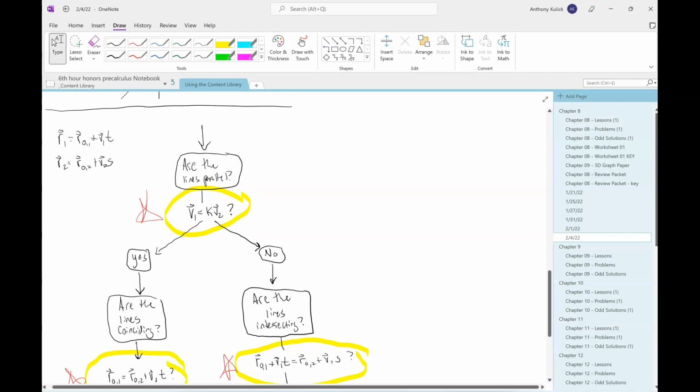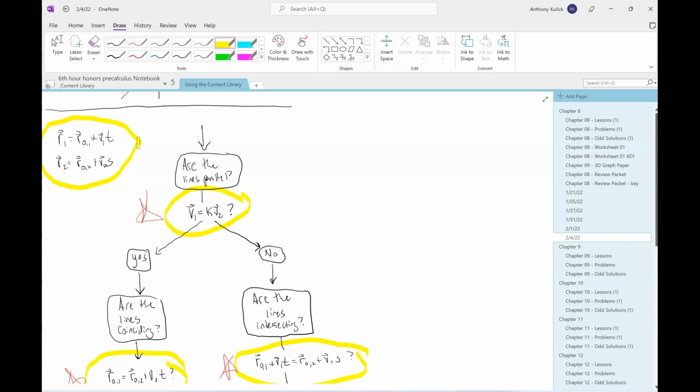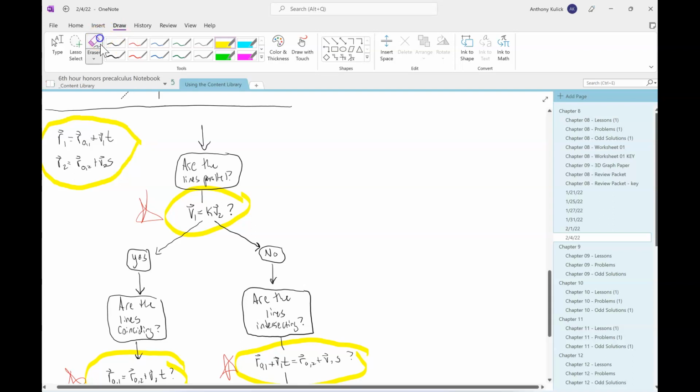Okay. So I'm just going to kind of talk through this while you guys have a chance to write if you're copying things down. And obviously you don't need to because it's all in the content library if you prefer. So the two lines here that I'm going to be talking about are just going to be R1 and R2. So remember the point vector for R1 I'm going to call R0,1. And the direction vector for R1 I'm going to call V1. And the point vector for R2 I'm going to call R0,2. And the direction vector is going to be V2. Everybody's okay with that notation?